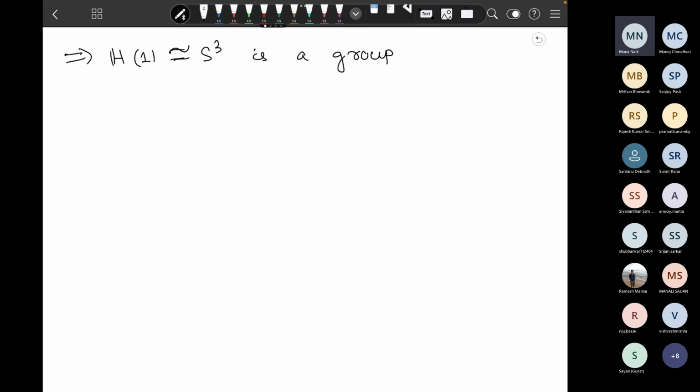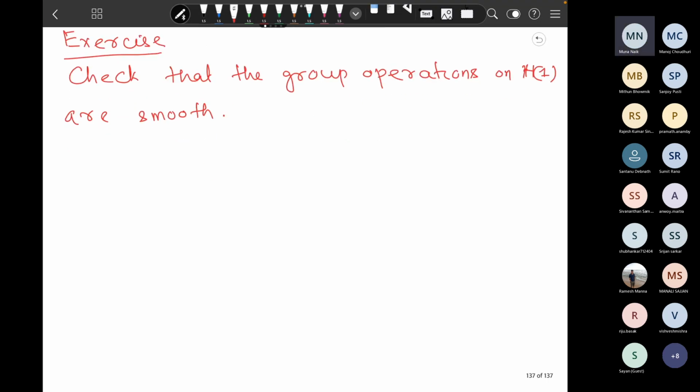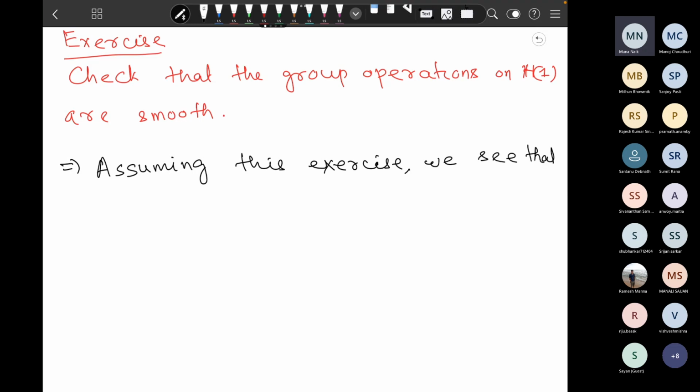Now S3 is a smooth manifold, and we borrow the smooth structure on H1. So, exercise: check that the group operations on H1 are smooth. That means H1 is a Lie group. So assuming this exercise, we see that H1 is a Lie group.